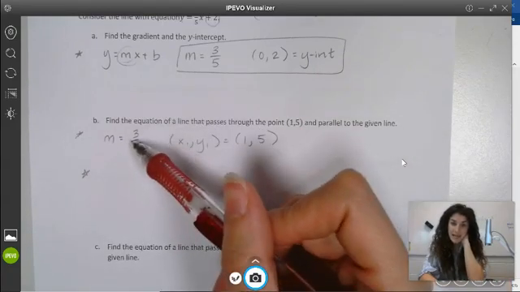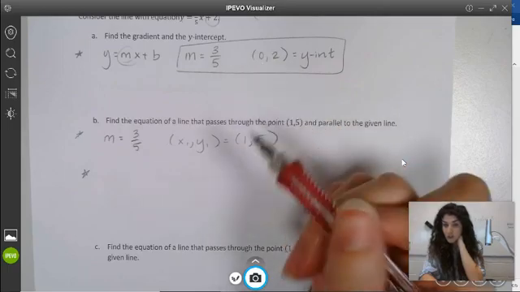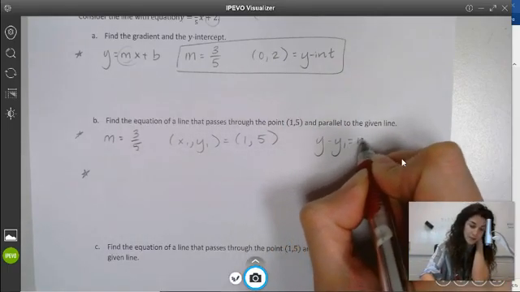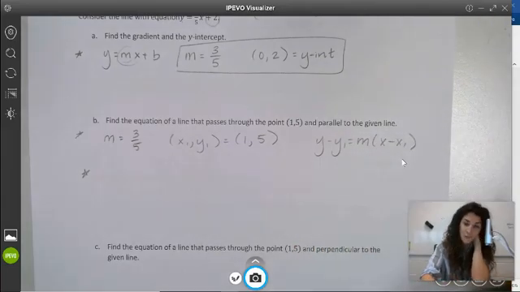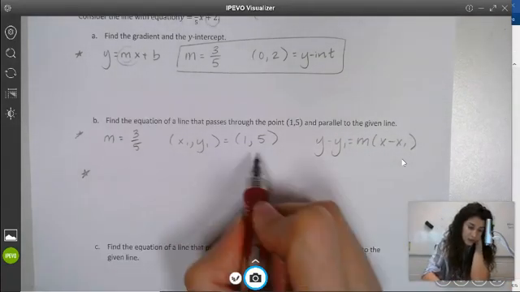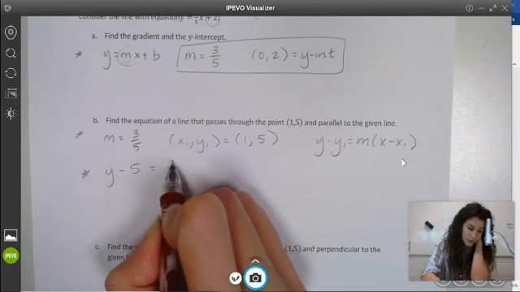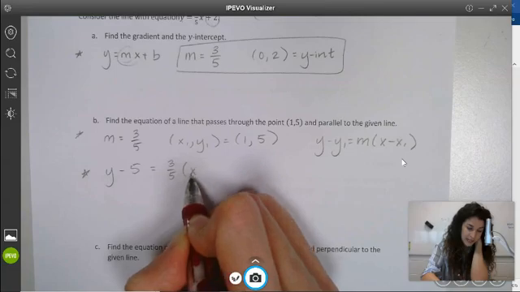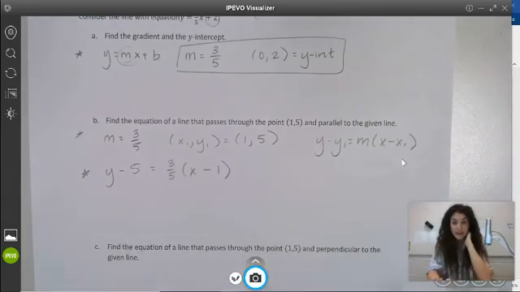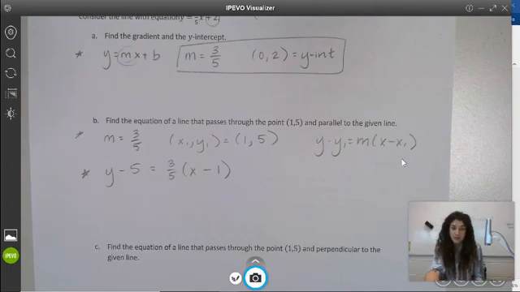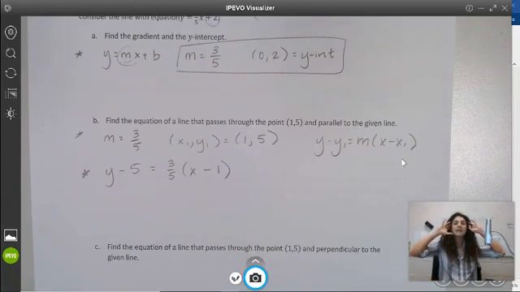Since I have a point and a slope, I can use my point slope form to create the equation of this line. That is y minus y1 equals m times x minus x1. So that's going to be y minus 5 equals 3/5 times x minus 1. Now, I'd like to point out, it doesn't tell me what form of the equation of the line I should put it in. So I could leave it exactly like that, and that would be the equation of the line.